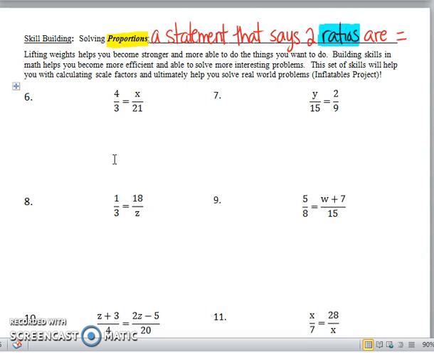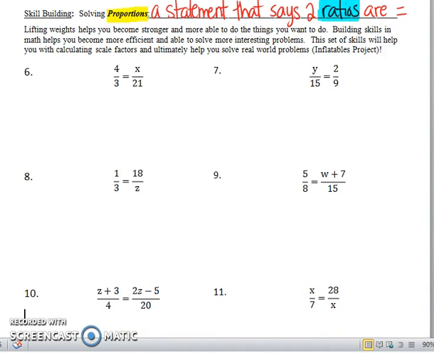So solving proportions is a really important skill. Just like lifting weights helps you become stronger and more able to do the things you want to do, building skills such as solving proportions is going to help you become more efficient and solve more interesting problems, and ultimately, especially with your inflatables project. So I just really want you to practice this skill on the back. I'll do a few with you. I can probably have time to do one, and then I'll save the rest for you to do in your groups.